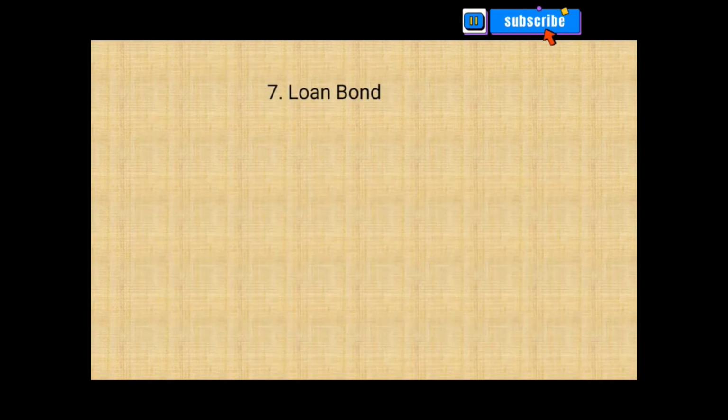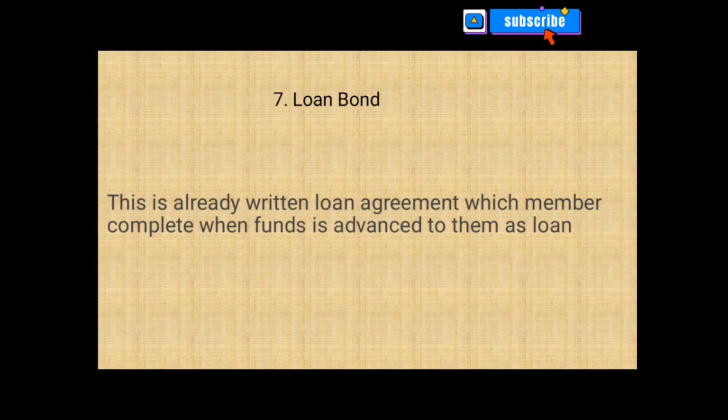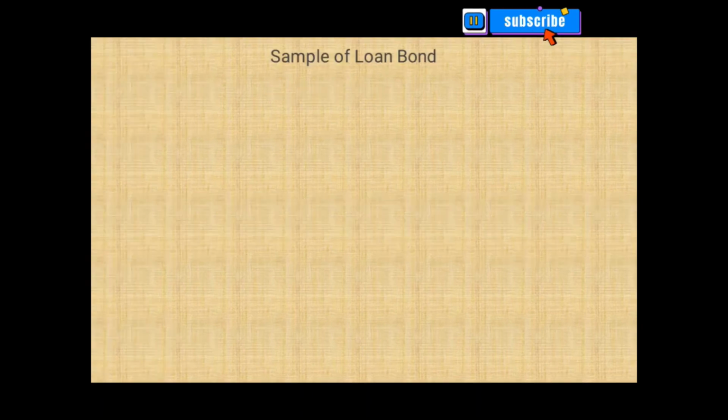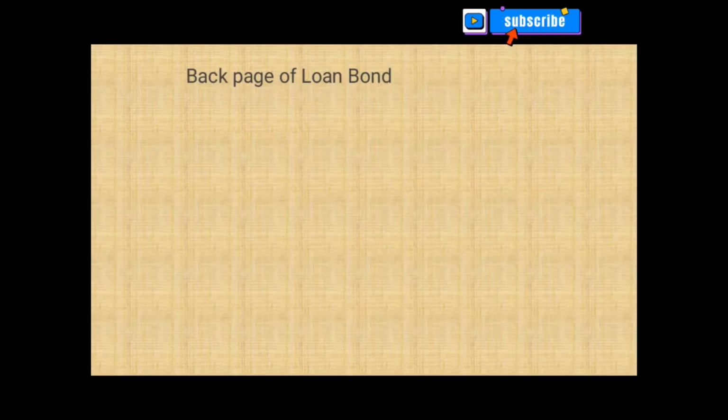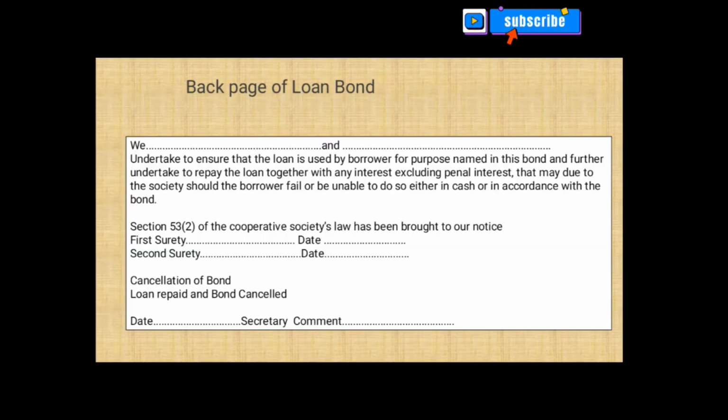Number 7. Loan bond. This is an already written loan agreement which members complete when funds are advanced to them as loan. The pictorial illustration in the page above vividly describes the look of a loan bond. Back page of loan bond. The pictorial representation below gives a detailed and functional explanation of how the back page of a loan bond looks.